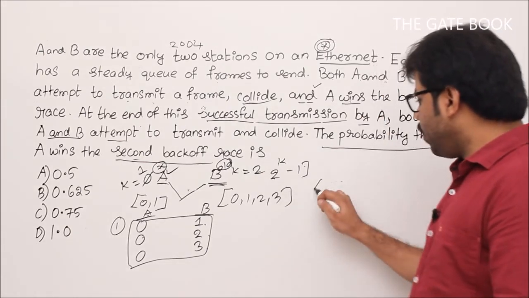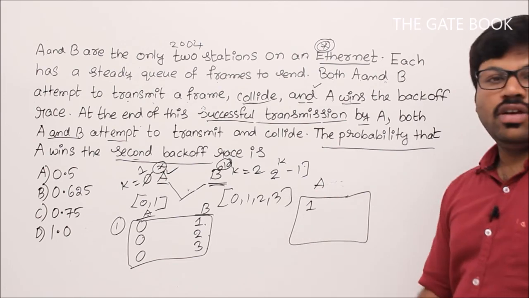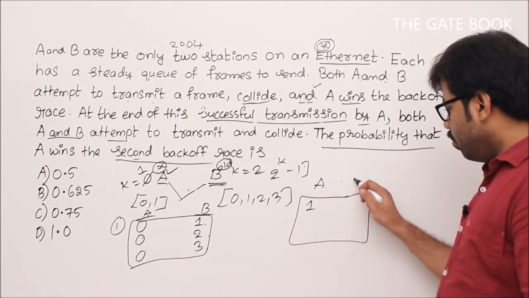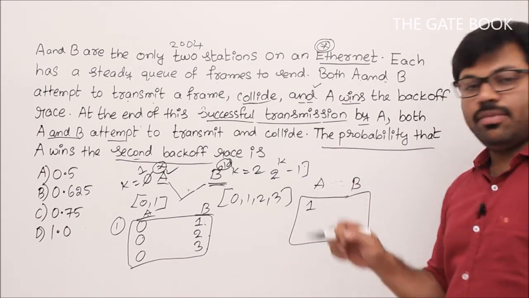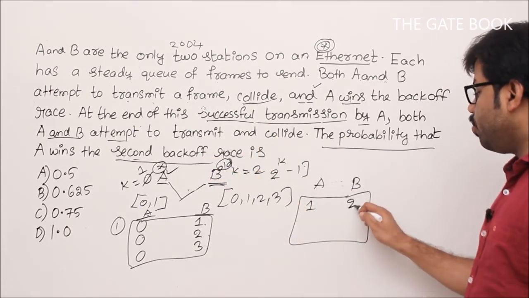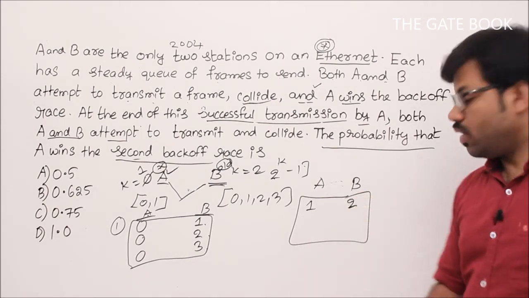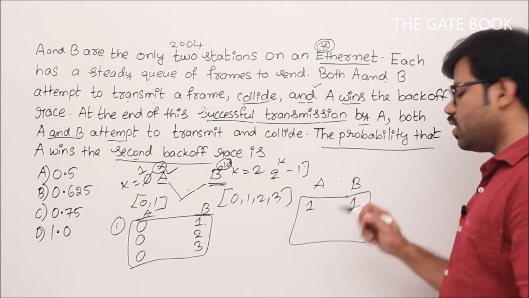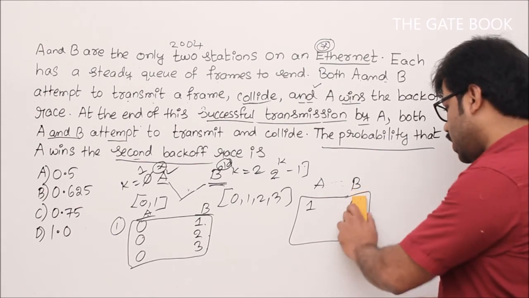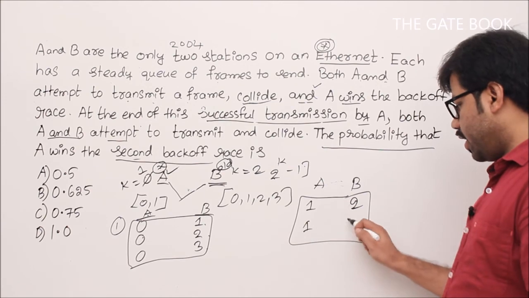Now what if A picks 1? We don't know, right? That is also possible. When A picks 1, then B should pick what? So that A wins the game. Our final goal is that A should win the game. For that, B should pick a number which is greater than 1. That is obvious, right? What if B picks 1? There is a collision. Then A cannot win. So definitely B should take either 2 or 3.